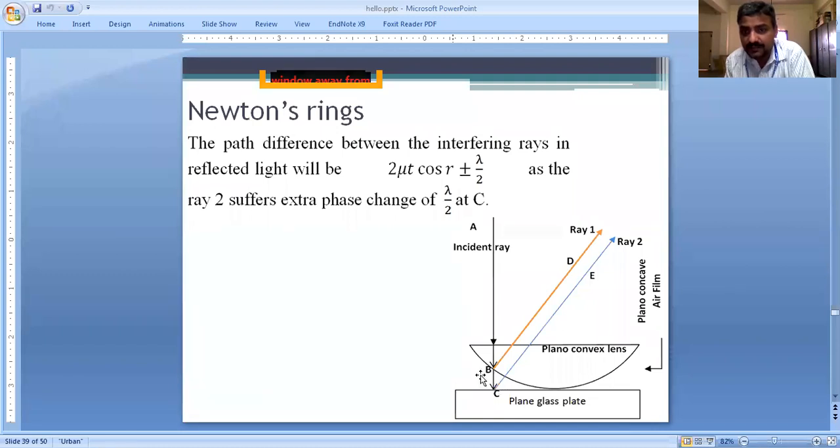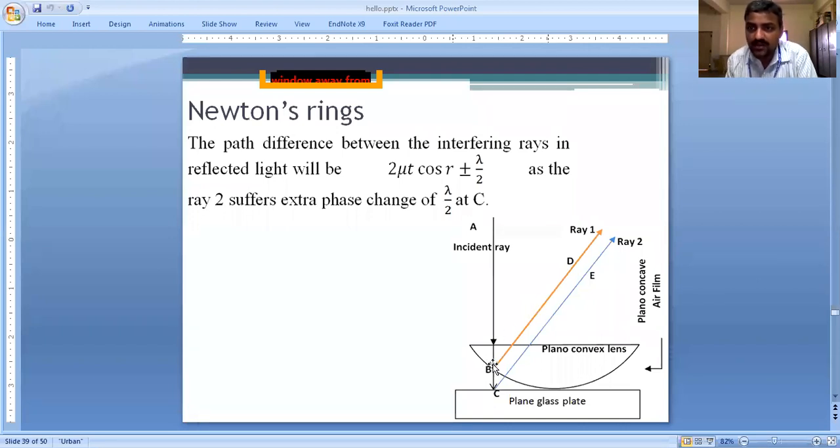See here, this is air and this is glass. So the light ray is coming from glass, going back to glass, at the air interface. So this is 1 and this is 1.5. So from 1.5 to 1, if the light ray is incident from 1.5 refractive index to 1 refractive index, the reflection will not have any phase change, according to Stokes' law on change of phase.